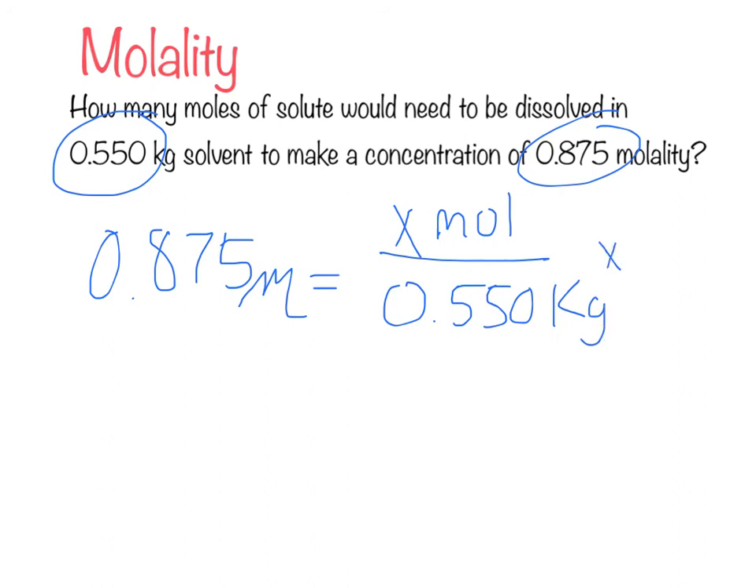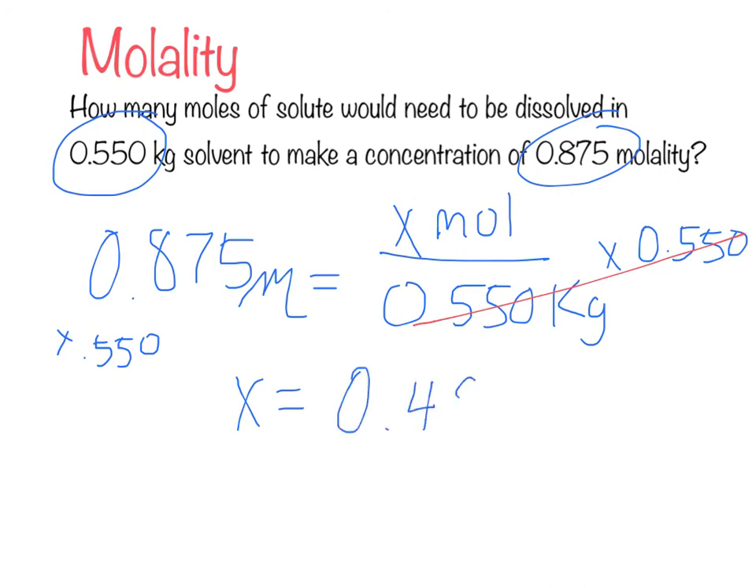We're going to multiply both sides by the 0.550, and these will cancel out. So we're left with x equal to 0.875 times the 0.550. When you do that math, you get 0.481, and that answer is in moles. They could ask you to convert the number of moles into grams, but in this problem they don't give us enough information.